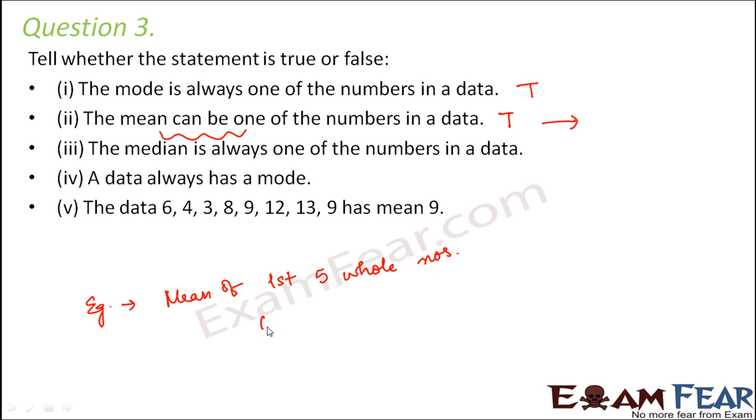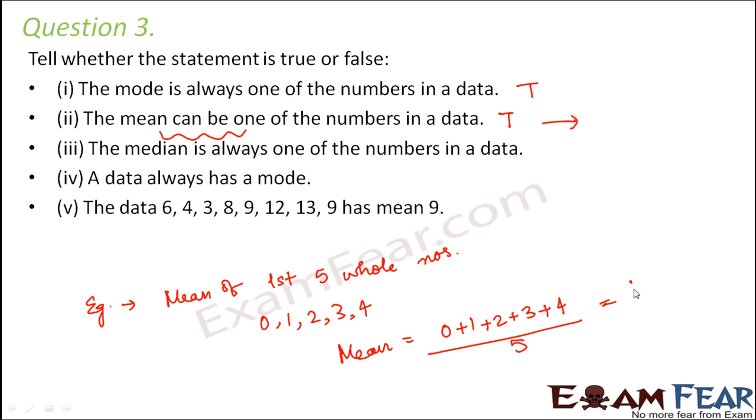So what are the first 5 whole numbers? 0, 1, 2, 3 and 4. When you calculate their mean, what do you get? 0 plus 1 plus 2 plus 3 plus 4 divided by 5, because you are dealing with 5 numbers. So this comes out to be 10 by 5, which is equal to 2. So in this case, mean, which is 2, is also one of the numbers in the data. Therefore it is possible that sometimes mean can be one of the numbers in the data, but it is not necessary that mean will always be one of the numbers in the data.